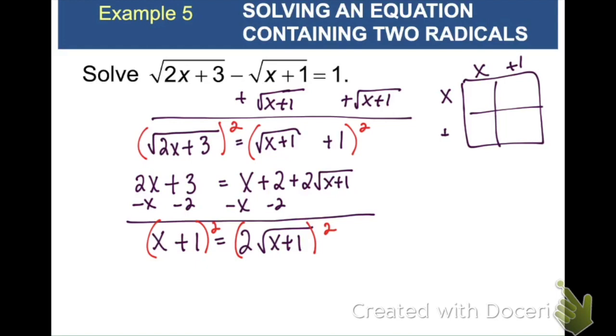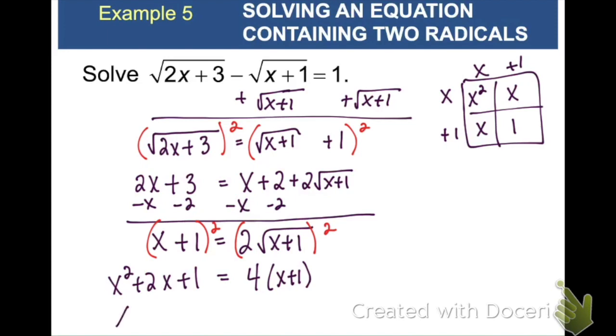Again, we've got a binomial. I'm going to do x plus 1 squared up here in the top using the box method. Now make sure that you square the 2 and you square x plus 1. So that gives us 4 times x plus 1. I'm going to distribute the 4.